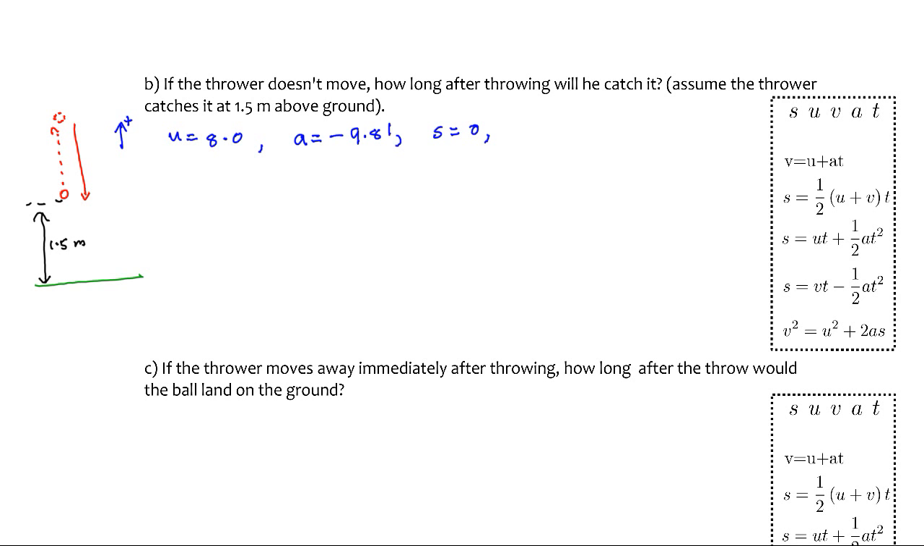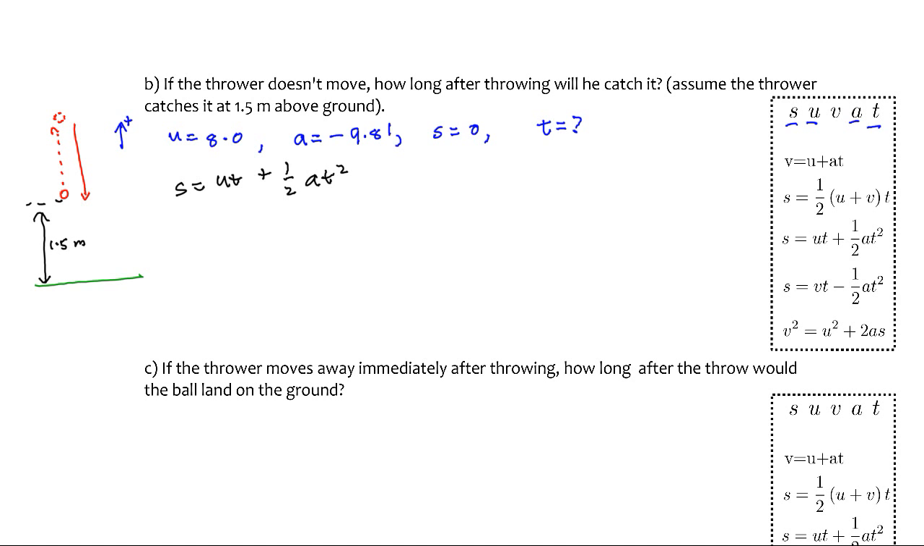And of course, I'm interested in the time. What's the time it takes for this to happen? So now I know the quantities u, a, and s, and I'm interested in t. So which equation do I have to use? The one without v, and that would be s is equal to ut plus half at squared. So now I use s is equal to ut plus half at squared.